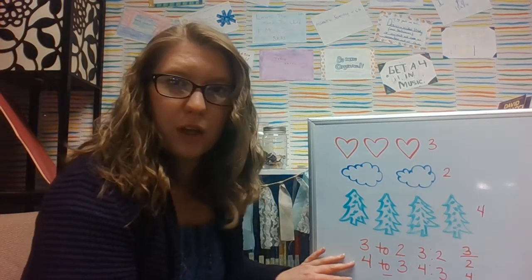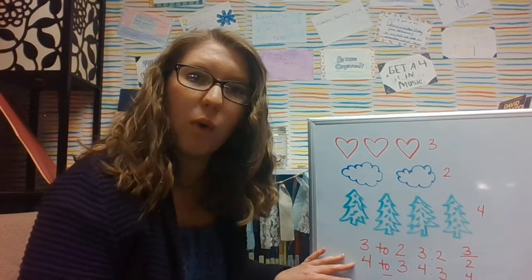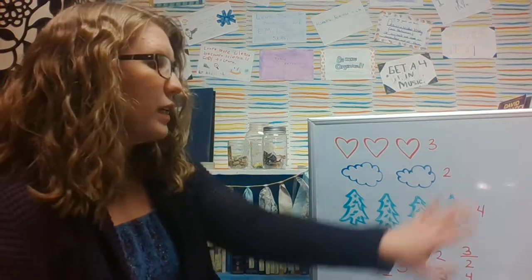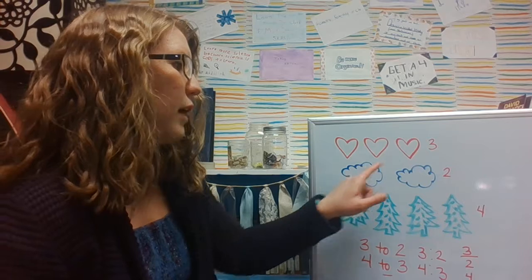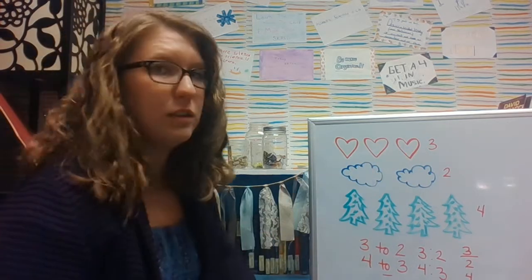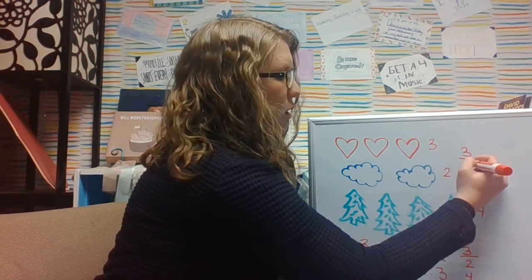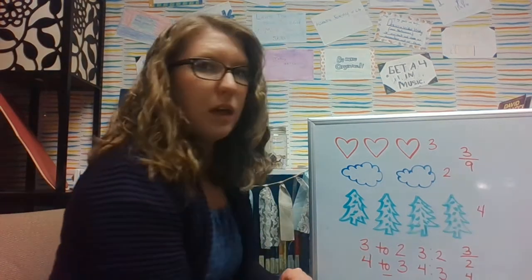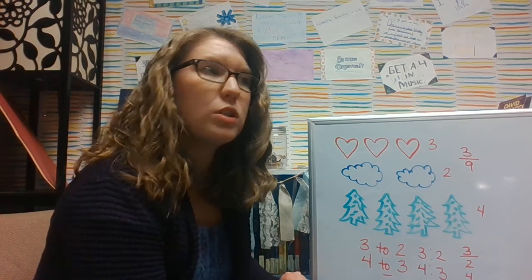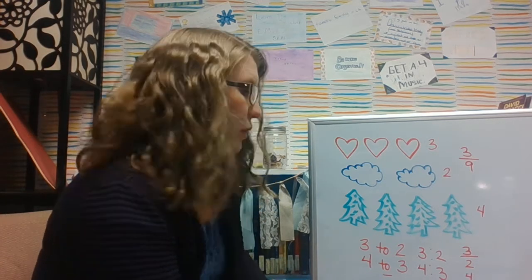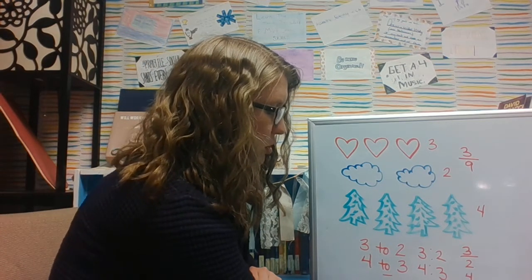The fraction way makes more sense when I think about a part out of a whole. So for instance, altogether I have 1, 2, 3, 4, 5, 6, 7, 8, 9 shapes. So I could say that I have 3 hearts out of 9 shapes, or 3 to 9. That's a part to whole ratio. These are part to part ratios.